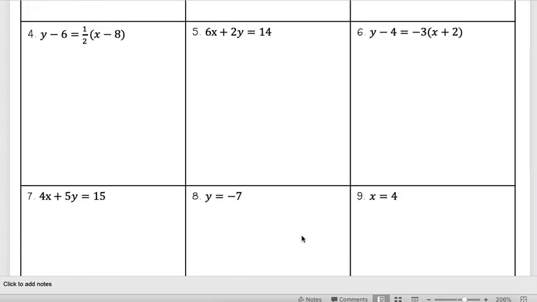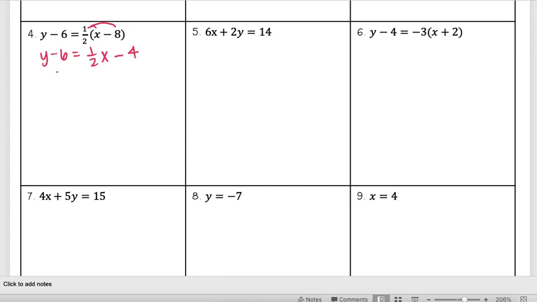Okay, so now we're going to get into some trickier ones. These ones aren't already in slope-intercept form. I see there's a number over here with x, and there's these parentheses going on. So here I need to solve for y first. So my first step is I'm going to go ahead and distribute this 1/2. So I get 1/2 x minus 1/2 times 8, I get 4.